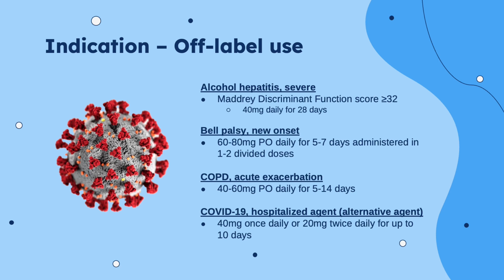First, we have alcohol hepatitis in severe cases with a Maddrey discriminant function score of greater than or equal to 32. Prednisone is dosed 40 milligrams daily for 28 days. In new onset Bell palsy, the dose is 60 to 80 milligrams daily for 5 to 7 days, administered in 1 to 2 divided doses, and may be followed by a 5-day taper. Treatment should begin within 72 hours of onset of symptoms, and a concomitant antiviral may be indicated in select patients.